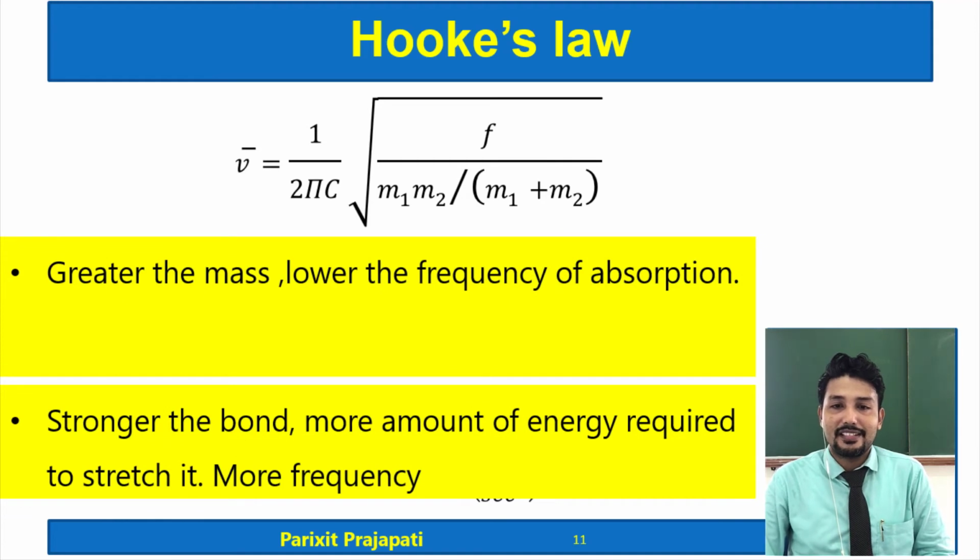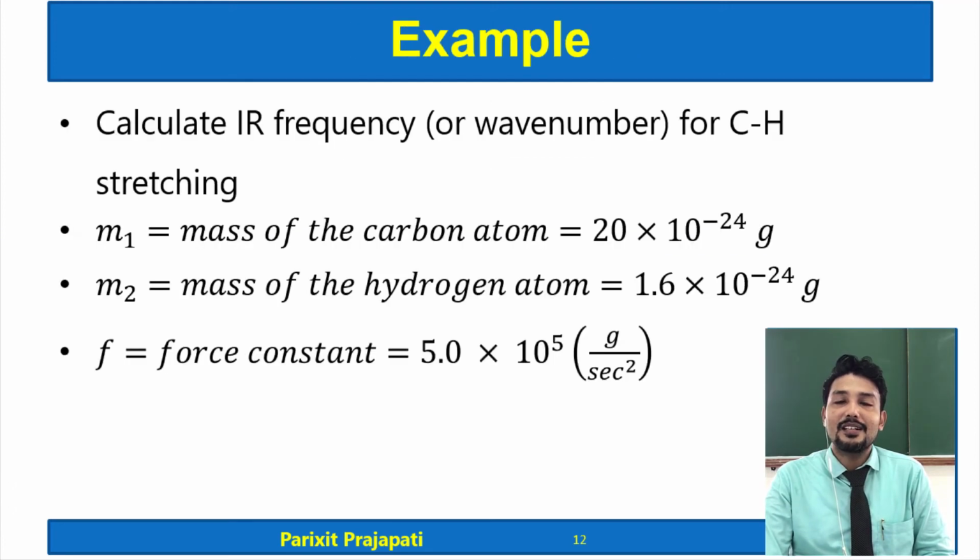Already I said, the greater the mass, the lower the frequency of absorption. The lower the mass, the greater the absorption frequency or vibrational frequency. If a stronger bond is there, it requires more energy to stretch. That means it will appear at higher frequency in the IR spectrum.